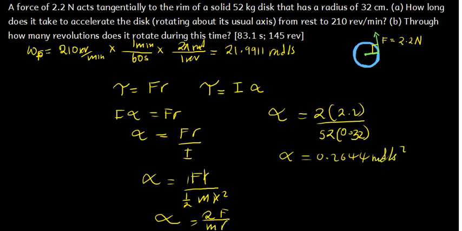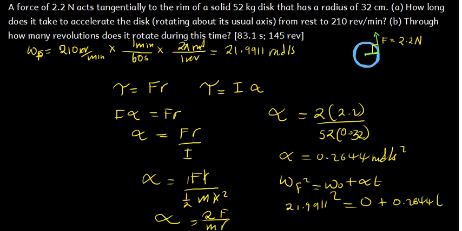Now to find the time, final angular speed is equal to initial angular speed plus angular acceleration times time. The final angular speed is 21.9911. That will be equal to, of course, the initial angular speed is 0, as we've been told it came from rest, plus the angular acceleration, which is 0.2644, times the time. Therefore the time is going to be 21.9911 divided by 0.2644.